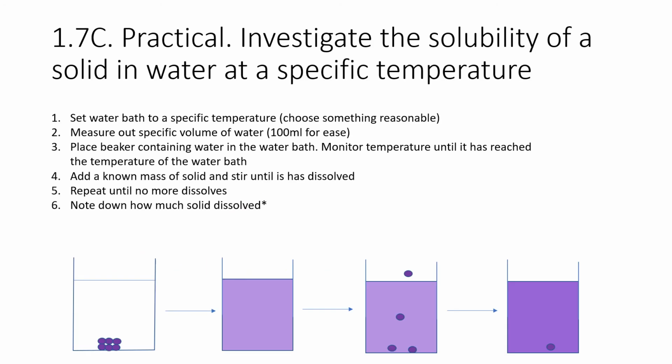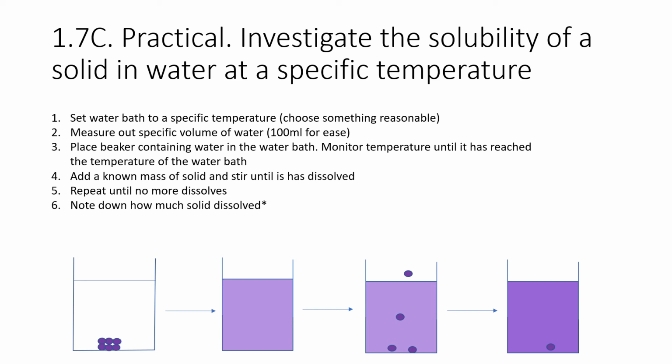1.7c, practical. Investigate the solubility of a solid in water at a specific temperature. You're going to have to be very clear here about the conditions that you're going to use in this investigation. So, set your water bath to a specific temperature, choosing something reasonable, somewhere between say 40 and 80 degrees. Measure out a specific volume of water. 100 milliliters would be easiest, but a multiple of this would also be acceptable. Place your beaker containing that water in the water bath and monitor the temperature with a thermometer until it has reached the temperature of the water bath.